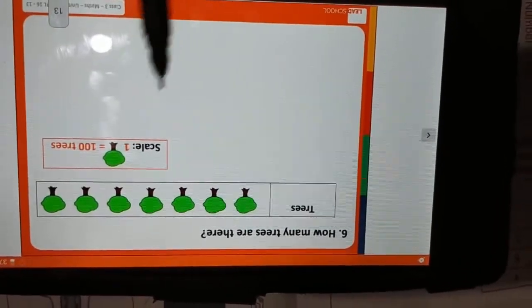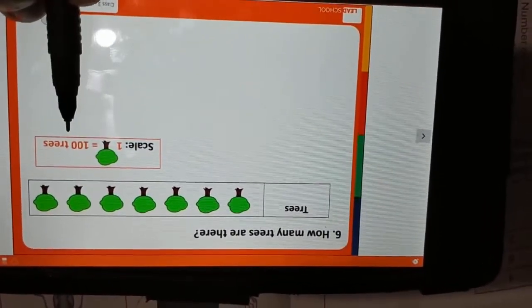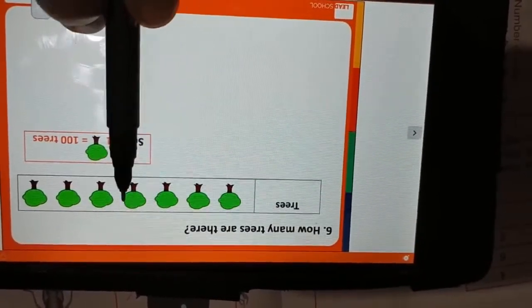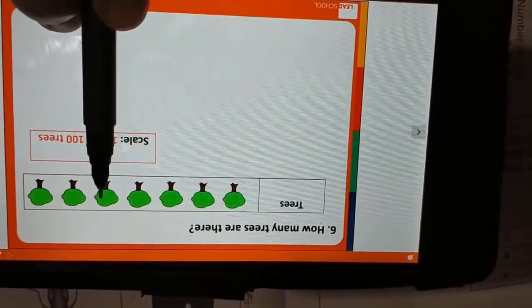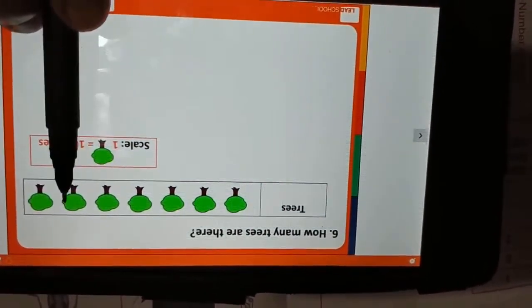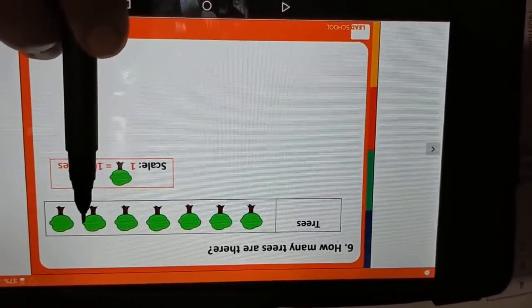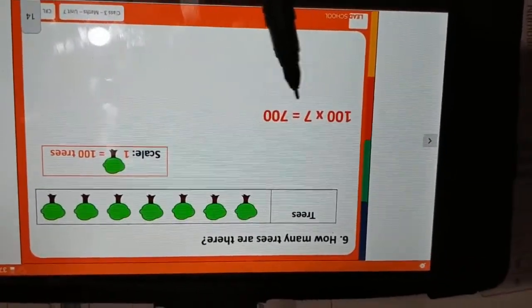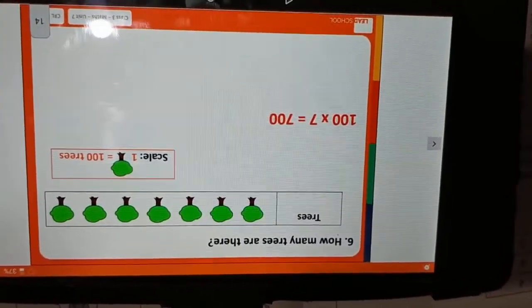Now next, one tree is equal to 100. 100 plus 100 is 200, 200 plus 100 is 300, 300 plus 100 is 400, 400 plus 100 is 500, 500 plus 100 is 600, 600 plus 100 is 700. 7 into 100 is 700. 700 is the correct answer.